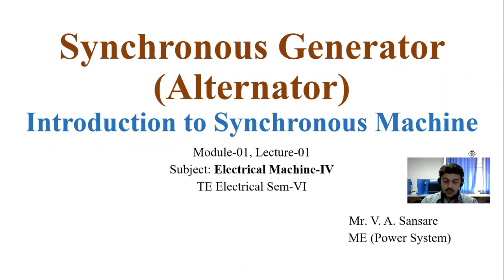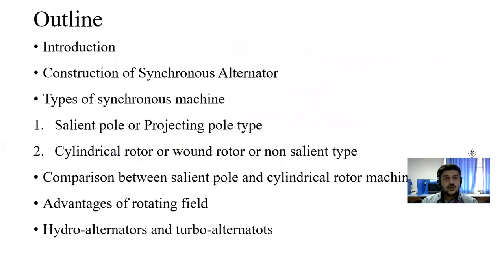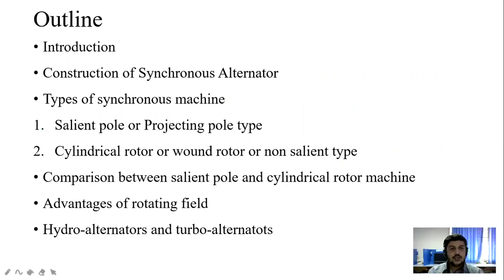In this particular lecture we are going to cover all these points. First of all, I will give you an introduction related to AC machines. Then we will study the construction of synchronous machine, then the types of synchronous machine depending upon the types of rotor. The two types are salient pole or projecting pole type, and cylindrical rotor or wound rotor type synchronous machine.